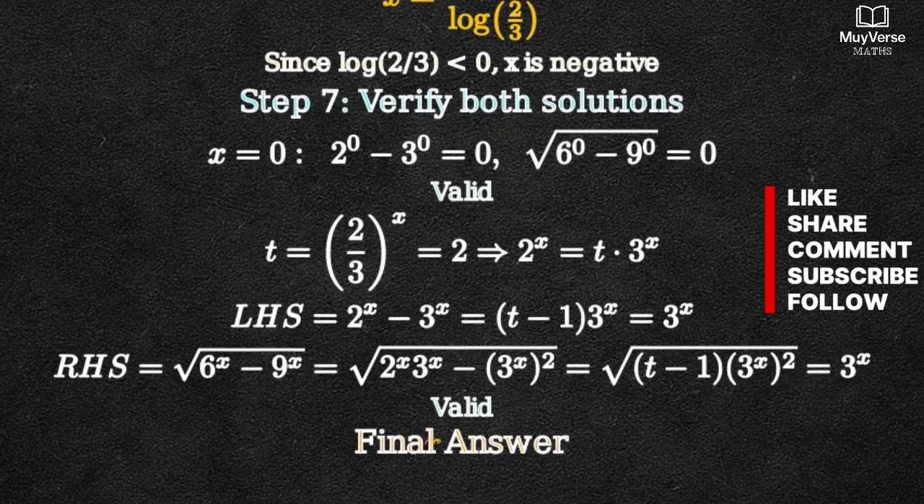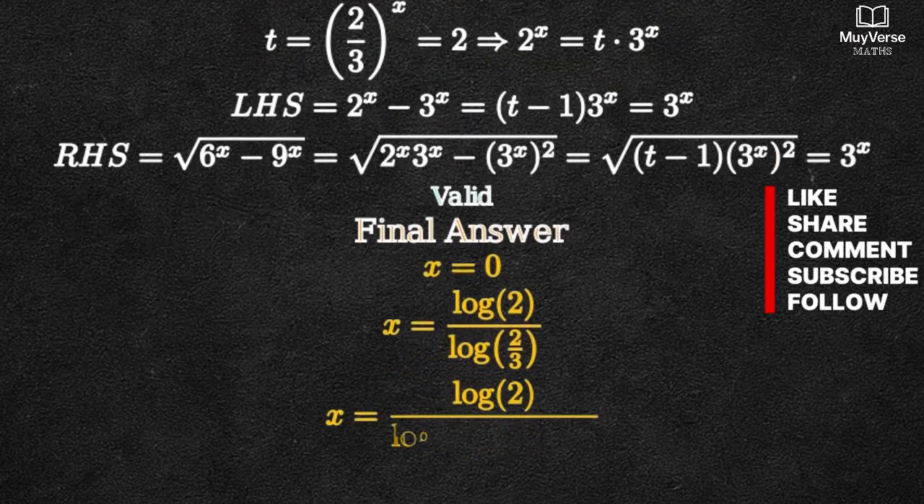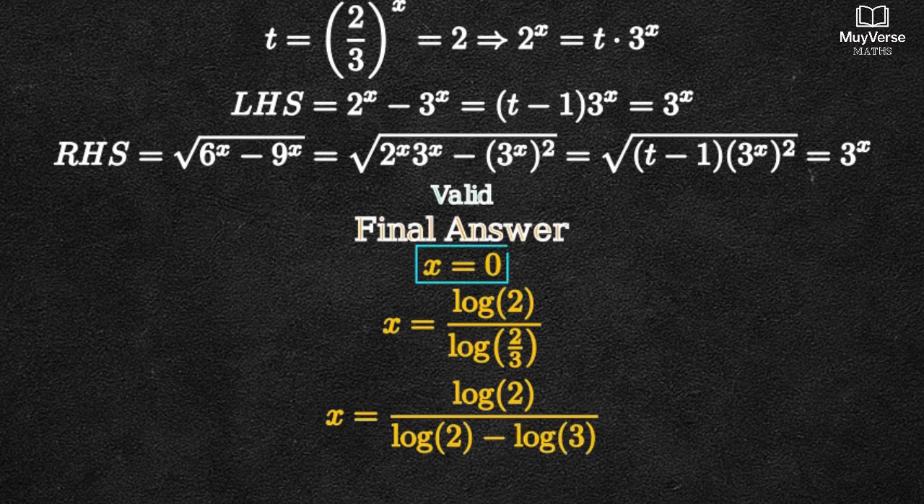Final answer. The solutions are x equals 0 and x equals log 2 divided by (log 2 − log 3).